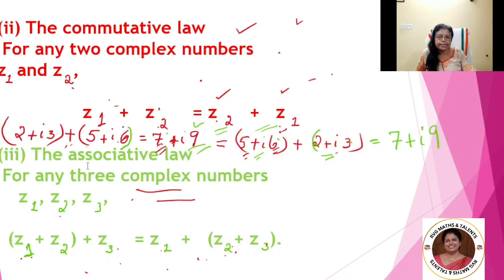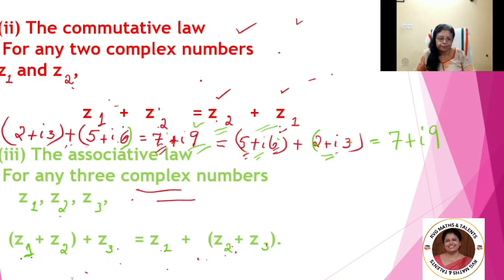Then next comes the associative law. Here we are taking three complex numbers: Z1 plus Z2 plus Z3 equals Z1 plus Z2 plus Z3, with different groupings. We can associate the first two, Z1 plus Z2, find the sum of this, then add Z3 to that, and you will get a complex number. Then if you take Z2 plus Z3 together, find its sum, then add to Z1, again you will get the same answer.